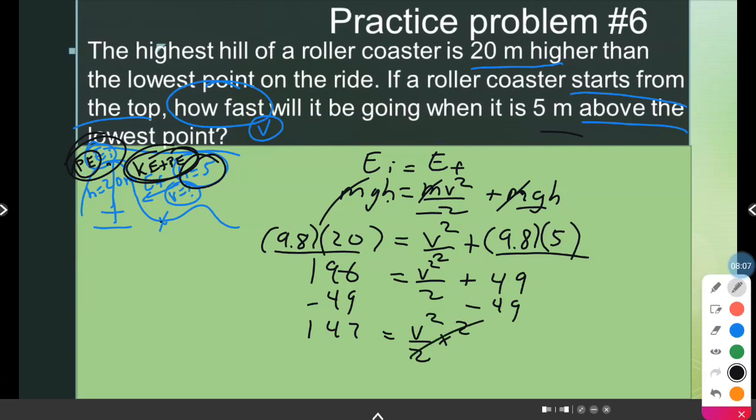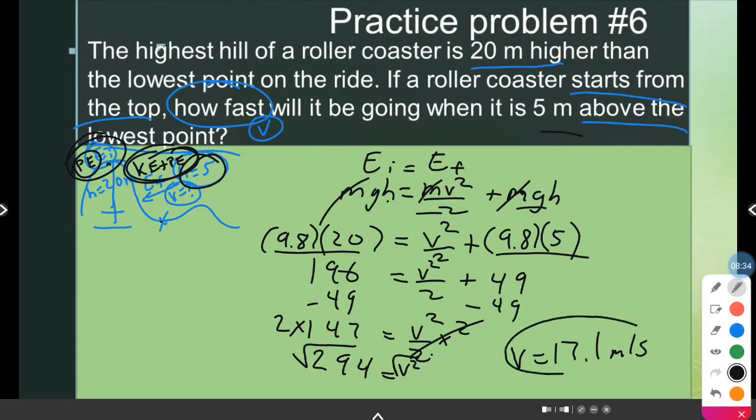Multiply by 2 to get the 2 out of this denominator right here. 147 times 2 is 294. V squared, last step is going to be to take the square root. And the square root of 294 is 17.1. 17.1 meters per second at this point right here. It's going to continue to go faster after that, but at that point right there, it's moving at 17.1 meters per second.